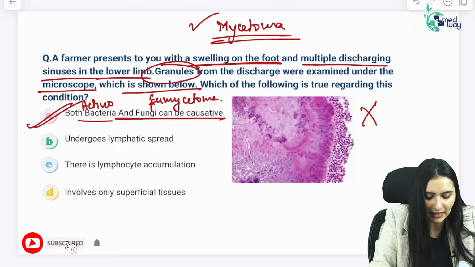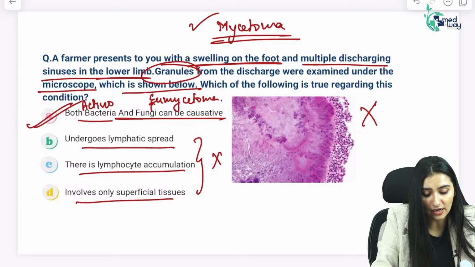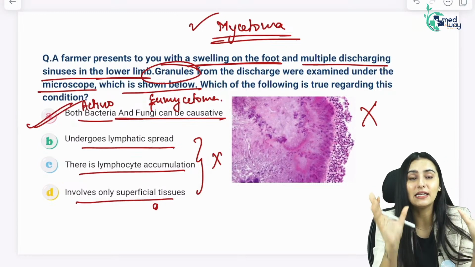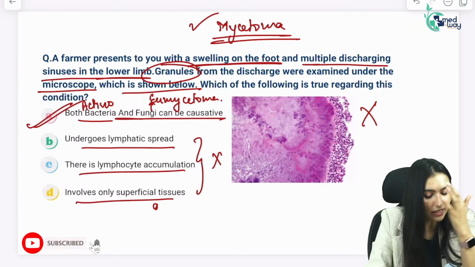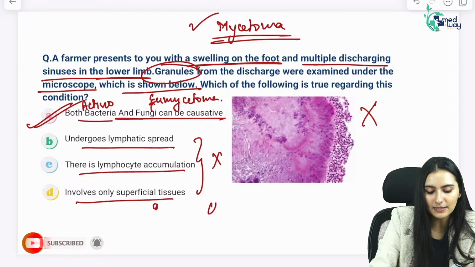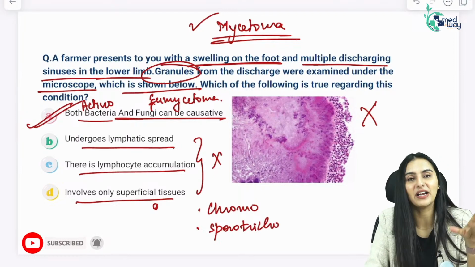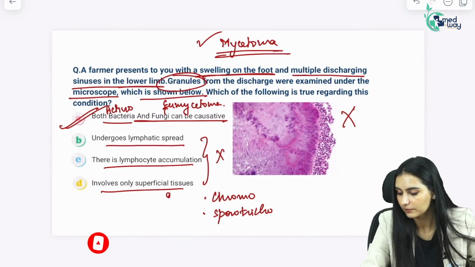It undergoes lymphatic spread. There is a lymphocyte accumulation. It involves only superficial tissue. These are all false. It involves deeper tissues, it involves the entire limb. It does not undergo lymphatic spread. When you think of lymphatic spread, think of diseases like chromoblastomycosis, sporotrichosis. These are the ones that will undergo lymphatic spread, not mycetoma.